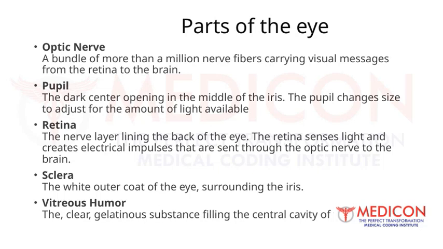First, we have the optic nerve. This is a bundle of more than 1 million nerve fibers responsible for carrying visual messages from the retina to the brain. It's essentially the communication highway that transmits what you see.